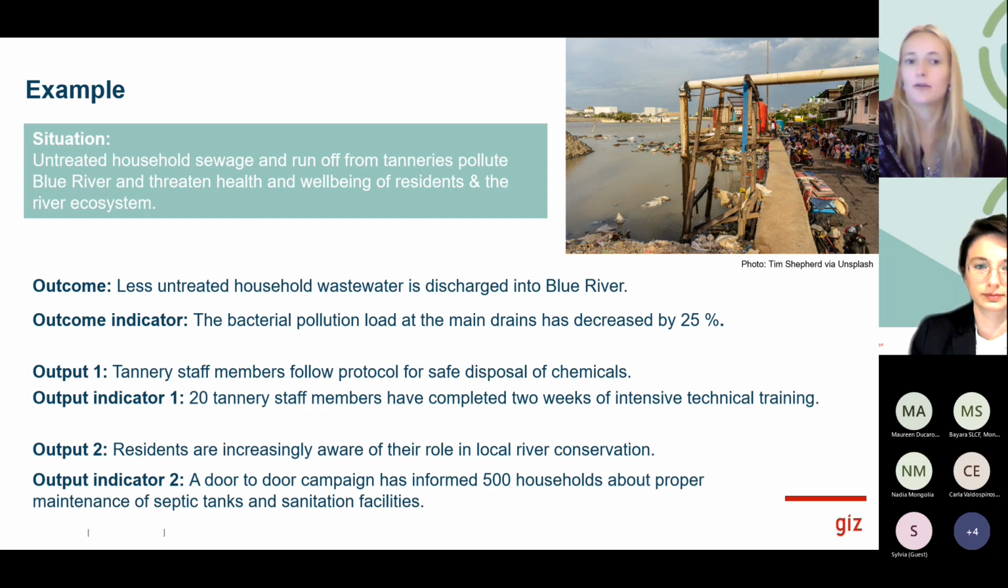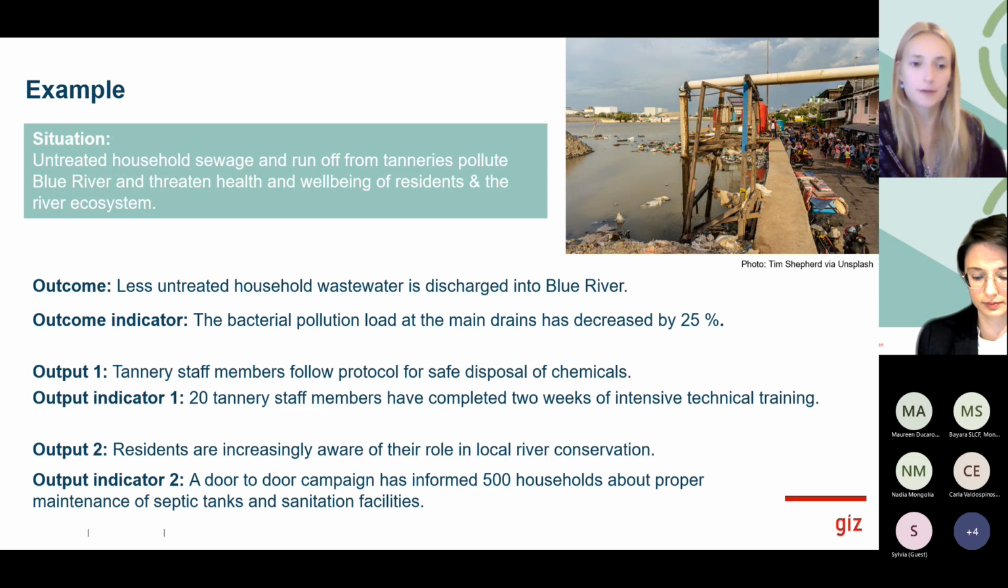less untreated household wastewater is discharged into Blue River. So it would be possible to have an outcome indicator, which would be, for example, the bacteria pollution load at the main drains has decreased by 25%. Once again, I think you should only choose this kind of an indicator if you have data available that you can measure in this way, because bacterial pollution, maybe you would need a lab that you're working with. Otherwise, of course, another indicator could be formulated.